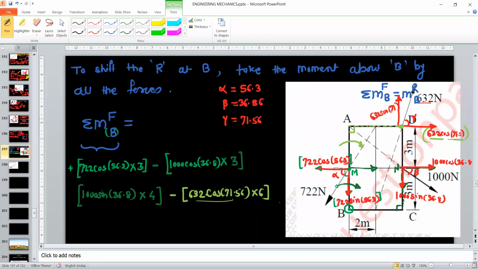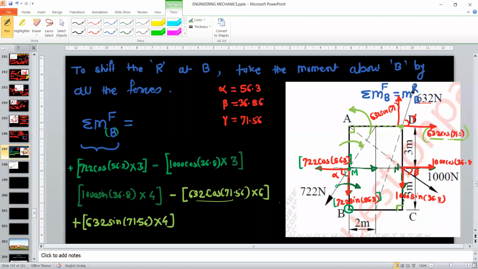And last is 632 sine 71.56 into its perpendicular distance. So this is the component. The perpendicular distance will be, just extend this component. So this is the line of action complete. And from the point B, draw the perpendicular. So BC is the perpendicular distance, which is equal to 4 meter. And this moment is anti-clockwise, so this is positive. So this is your complete summation of moment about the point B.